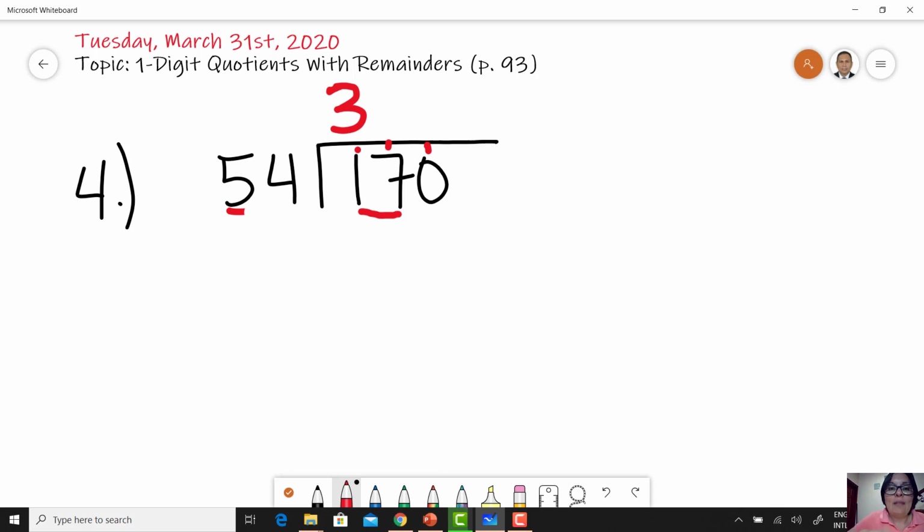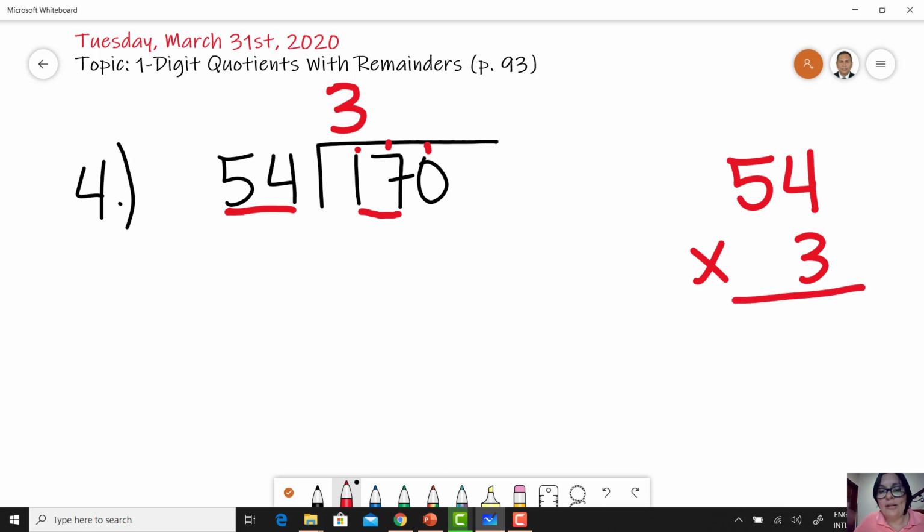Now we have to multiply 3 times 54. So let's do it apart. 54 times 3, or 3 times 54. The way that you do it, it doesn't matter, the order in a multiplication. 3 times 4, 12. Okay, 2 in here and 1 in there. 3 times 5, 15, plus 1, 16. So this one is the one that you have to write in here, 162.